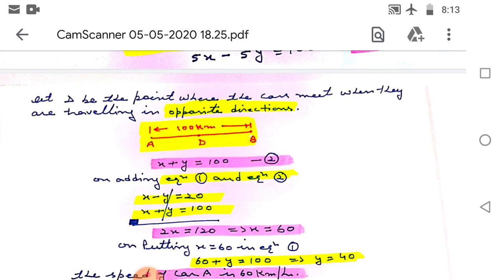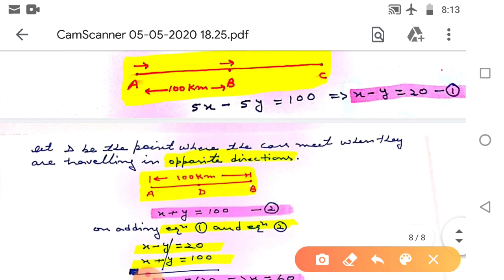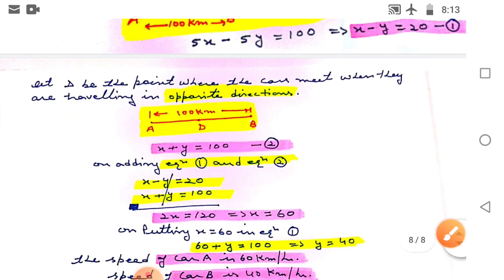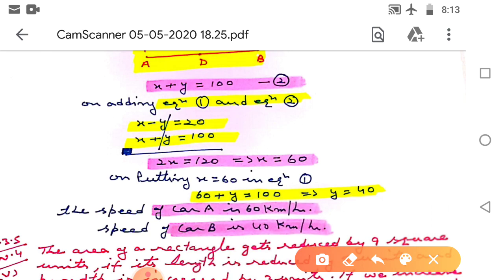Right? So we have two equations. The two equations are x minus y is equal to 20 and the second equation is x plus y is equal to 100. Now solve these two equations. Adding these two, we get 2x is 120 and x is equal to 60.